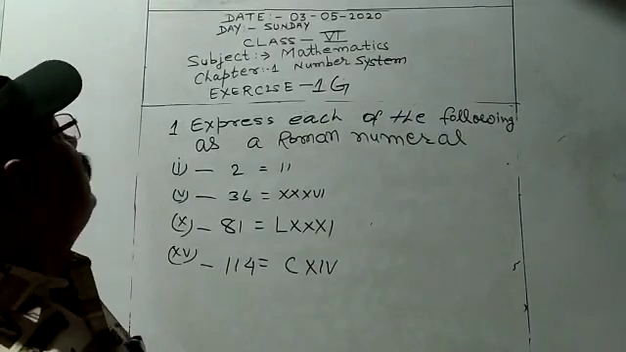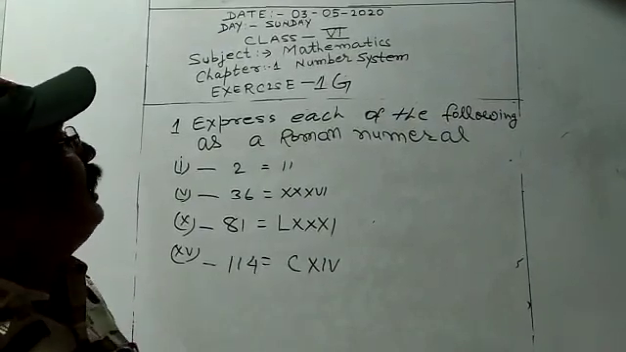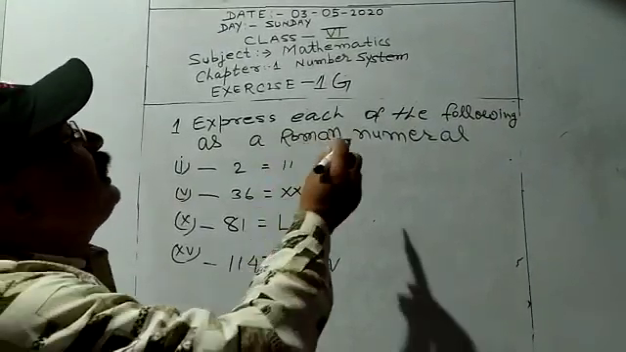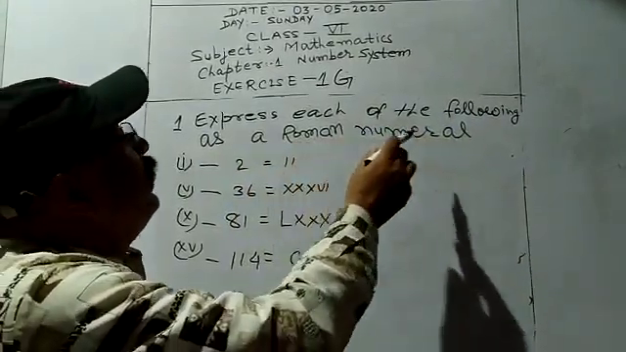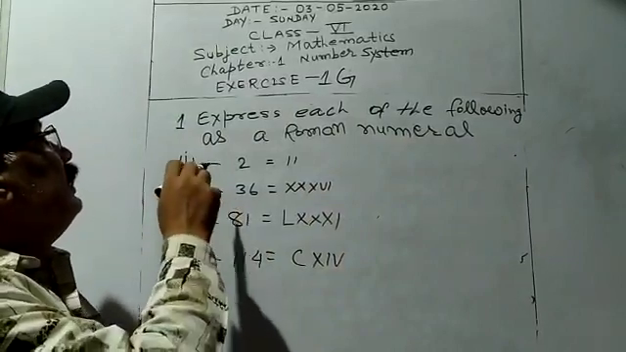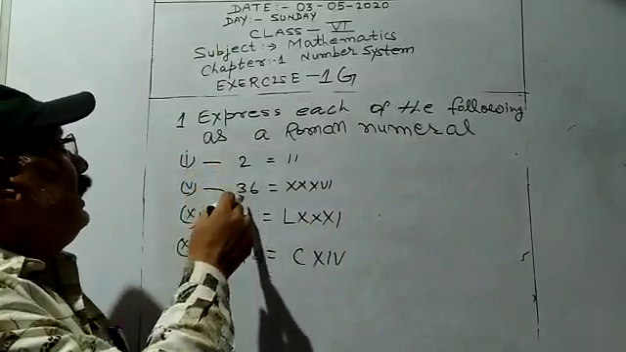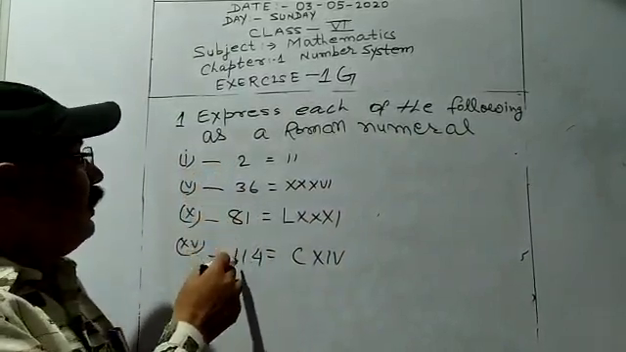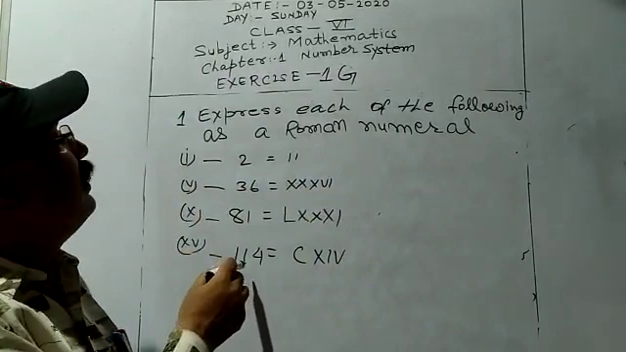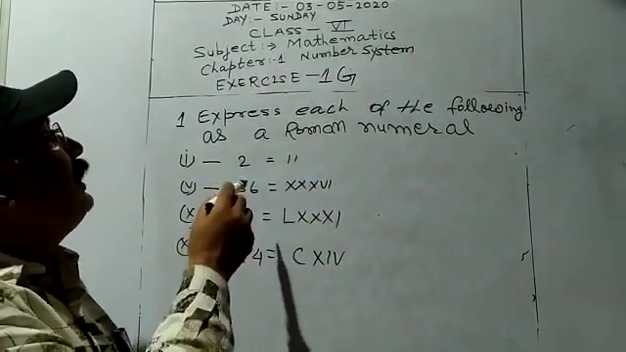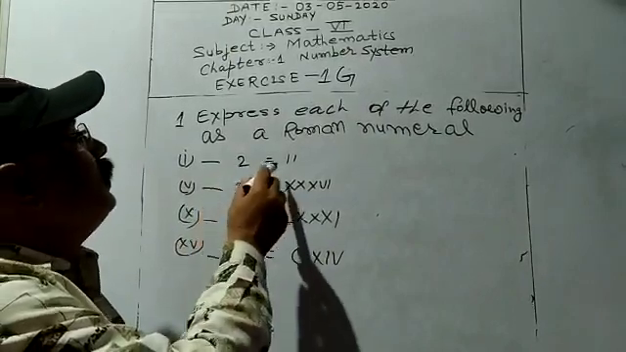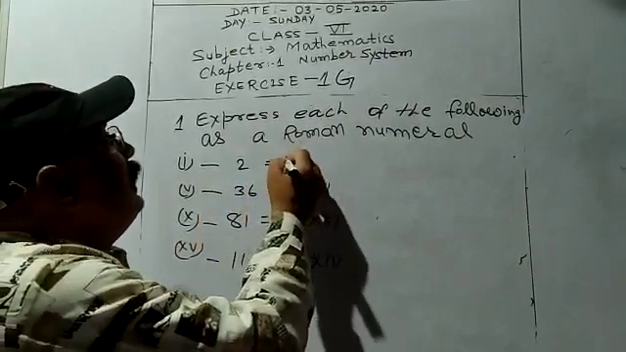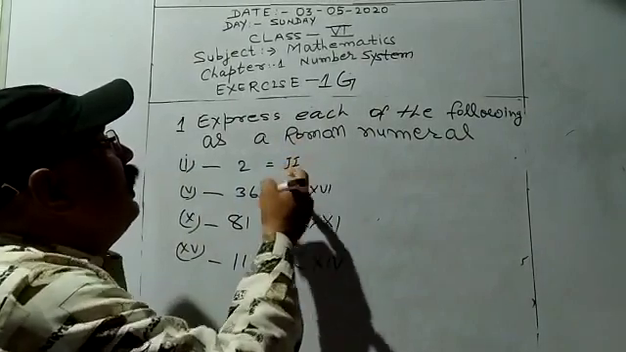Exercise 1G, first question given in the book. Express each of the following as a Roman numeral. It is given in figure. Then we write in Roman numeral 2. It is a Roman number.